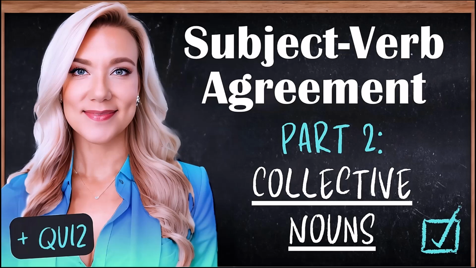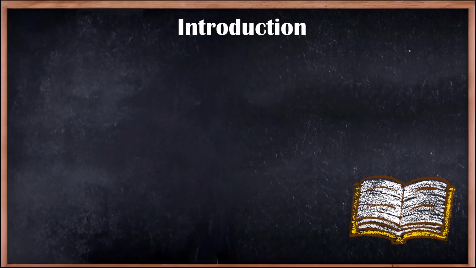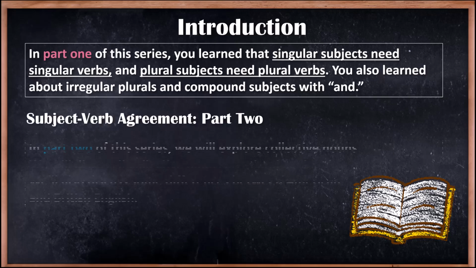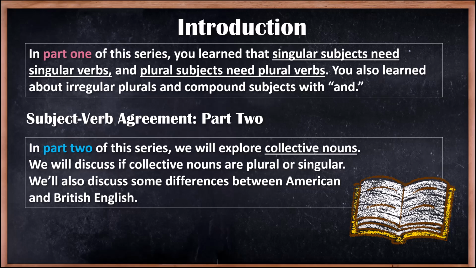writing skills. In today's video, we're going to talk about subject-verb agreement with collective nouns. This is the second part in my new series on subject-verb agreement. In part 1 of this series, you learned that singular subjects need singular verbs, and plural subjects need plural verbs. You also learned about irregular plurals and compound subjects with and. So in today's video, we will explore collective nouns.